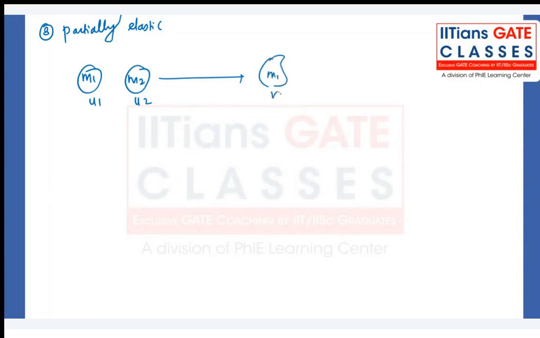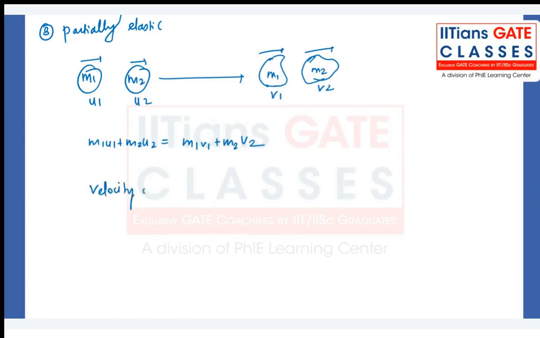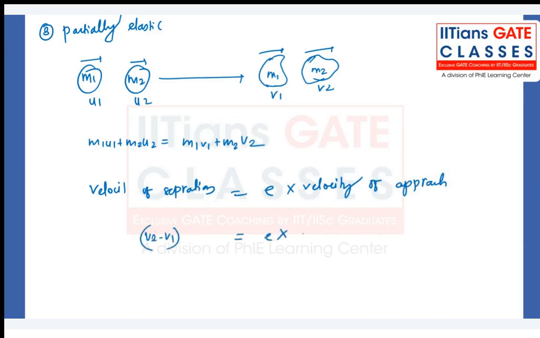Say the final velocities are M1 V1, M2 V2. Okay. So m1 u1 plus m2 u2 is equal to m1 v1 plus m2 v2. That is always there, the law of conservation of momentum. But in this case, the velocity of separation, that is v2 minus v1, is equal to e times the velocity of approach. That is v2 minus v1 is equal to e times (u2 minus u1) or (u1 minus u2). Okay, so this is what you should know.